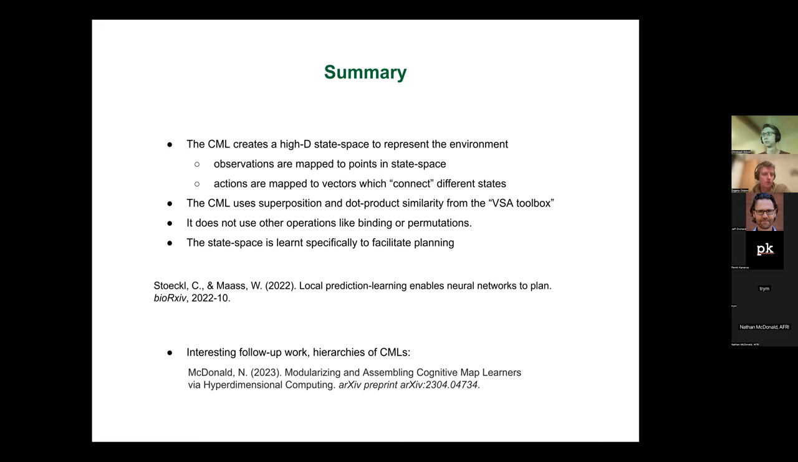Maybe one question from my side. When you mentioned the superposition, you have a state and a sequence of actions that you add, and these actions are somehow circular, so they cancel each other. How is this cancellation achieved?